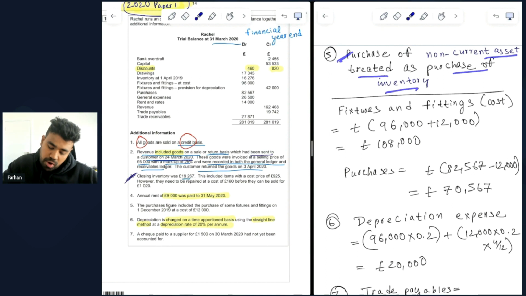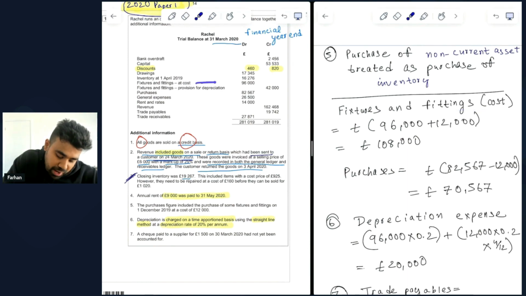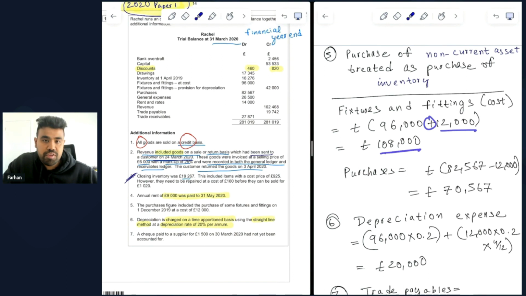First of all, the relevant purchases for inventory that we have been provided, which is £82,567 from the trial balance, we need to subtract £12,000 from there, and then we should get a net figure of £70,567, which relates to inventory purchases only. Then, for the fixtures and fittings at original cost, if you check the trial balance, you will see that the original cost is £96,000, and then you add the £12,000 that wasn't included before, and therefore the total fixtures and fittings would now be £108,000.